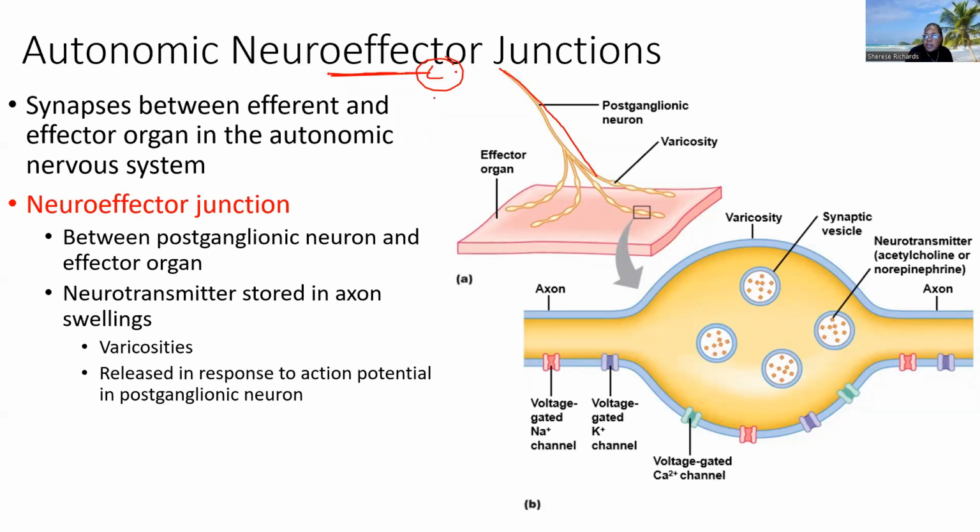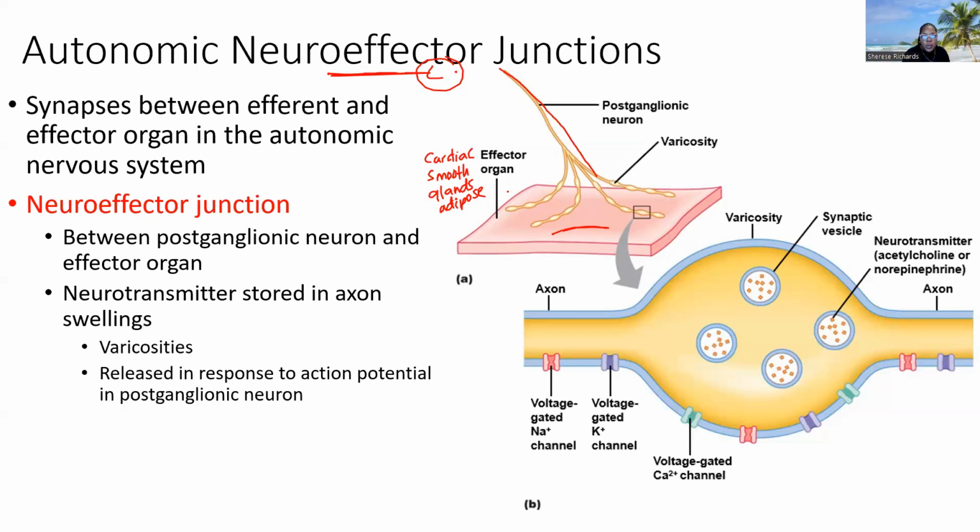So this junction is going to be a regular synapse. It's going to be a regular neuron to neuron synapse, but the neuroeffector junction is going to be a little bit different. It's going to be the junction between a neuron and some other type of tissue. This can be cardiac muscle, right? This can be smooth muscle. This can be glands, right? Or even adipose. So the junction here is not going to be a neuron to neuron synapse the way that we have described previously. It's going to be a neuron to some other type of tissue.